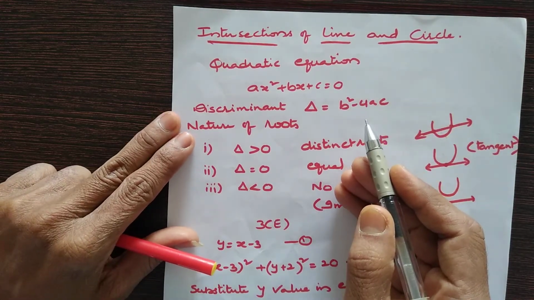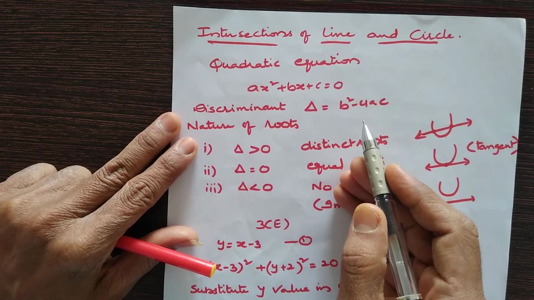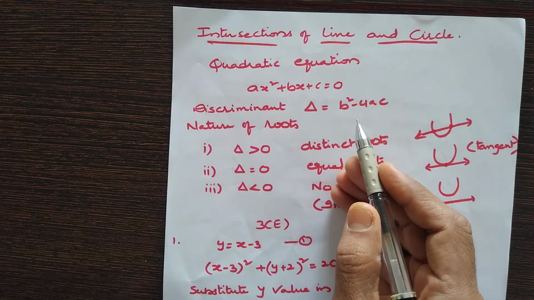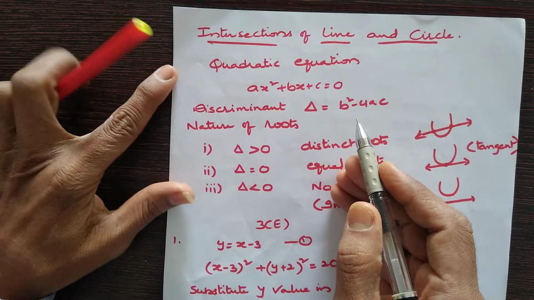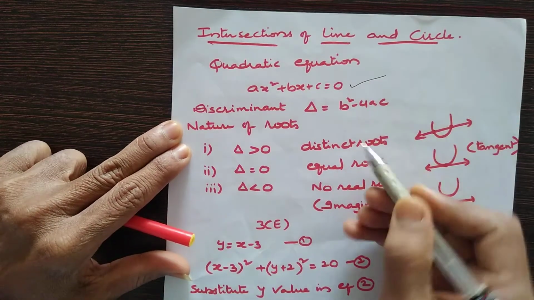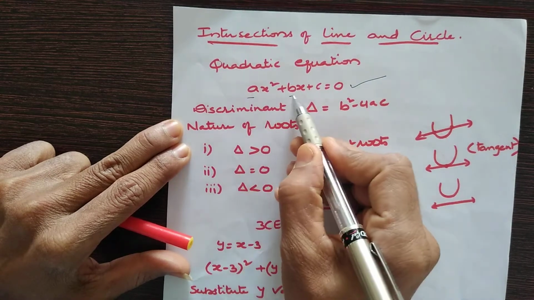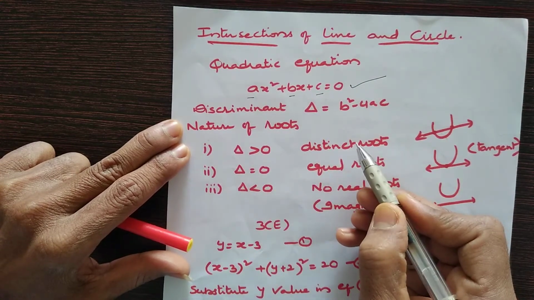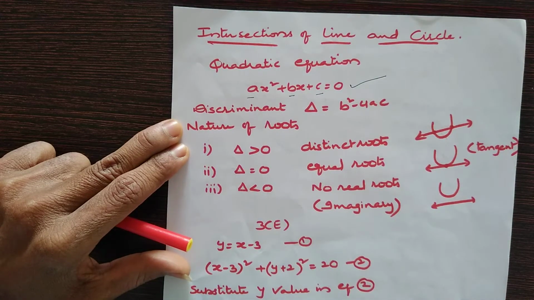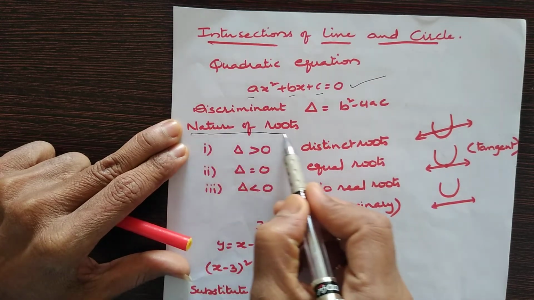Before that, I would like to explain the quadratic equation first. You already know what a quadratic equation is: an equation which has degree 2 in one variable, ax squared plus bx plus c equals 0, where a, b, c are constants and x is the variable. Now I am going to explain the nature of the roots.